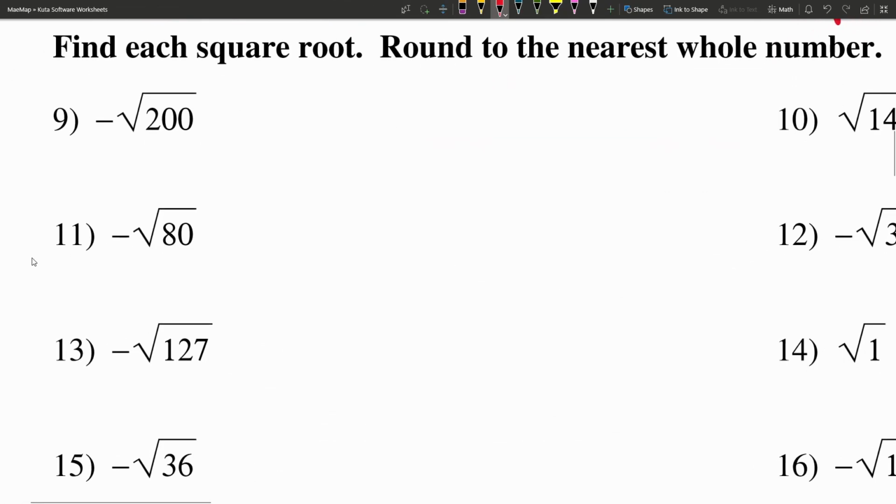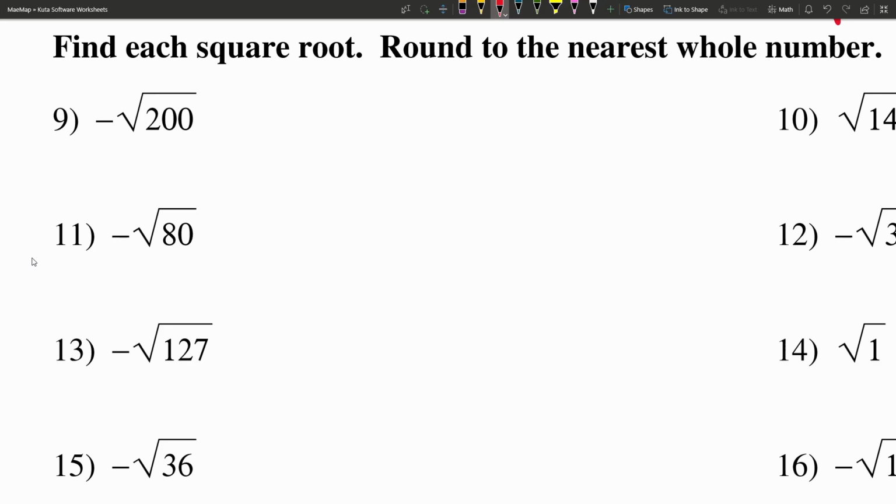Moving on to our next set of directions, it's getting a little bit trickier. For this, we're going to find each square root, and we're going to round to the nearest whole number. So the previous problems 1 through 8, we got a nice integer value for all of the square roots. But that's not going to necessarily be the case for these next few problems.